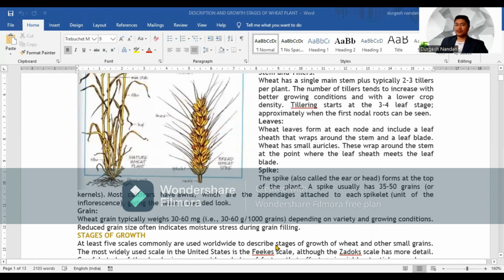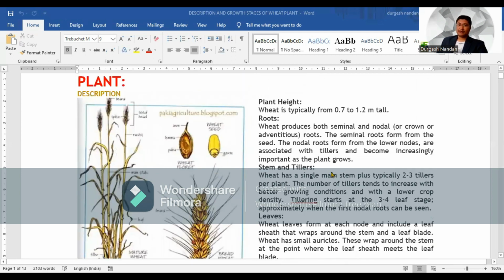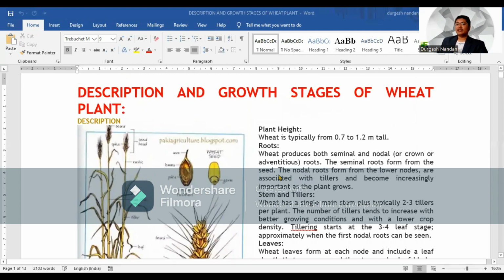The next and last product of the plant is the grain, and wheat grain typically weighs 30 to 60 milligrams. That is, 30 to 60 grams per 1000 grains, depending on variety and growing conditions. Reduced grain size often indicates moisture stress during grain filling. So that is all about the morphology of the plant. Let's discuss it with images.